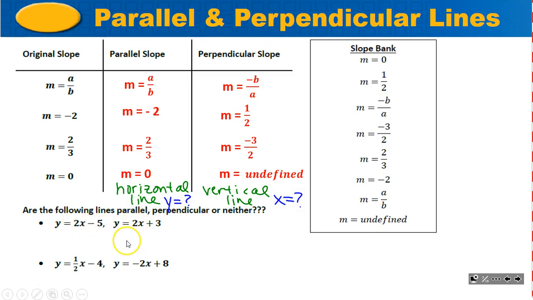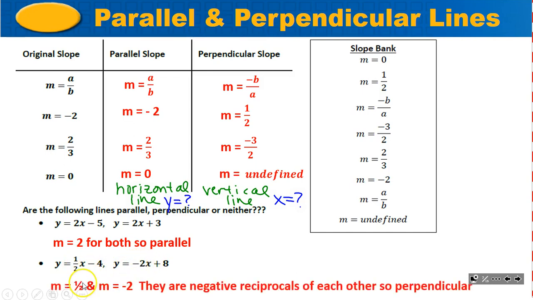So if our slopes are the same, then the lines are parallel. For this problem down here, it's y is equal to 1/2 x minus 4 and y is equal to -2x plus 8. So the slope here is 1/2 and the slope here is -2. Because one of them is 1/2 and the other is -2, they're negative reciprocals of each other, so they're perpendicular.